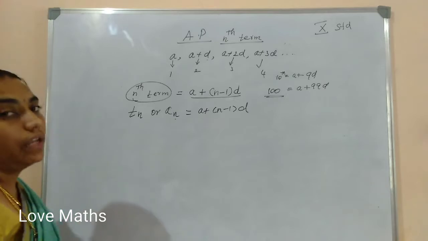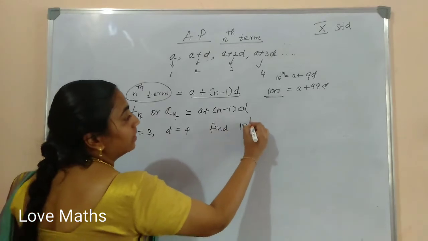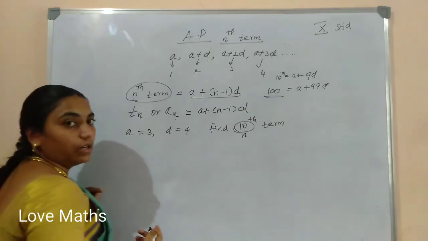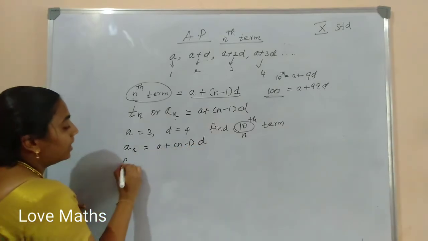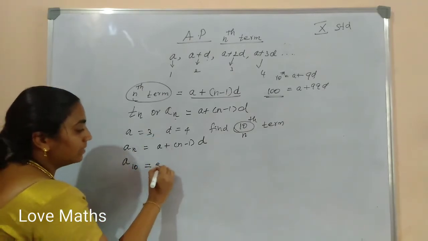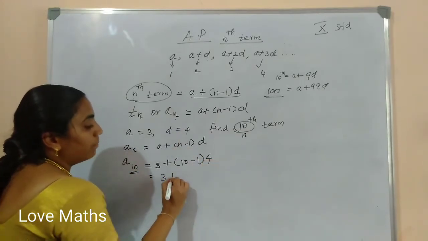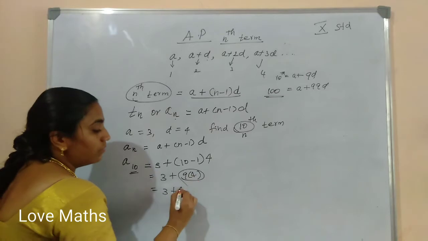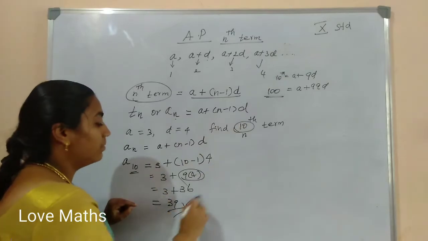In case they give a question: A value is 3, D value is 4. Find the 10th term. The 10th term means n, the number of terms, is 10. So you just apply the formula. An is equal to A plus n minus 1 into D. I need the 10th term. A10 is equal to A, which is 3, plus n minus 1, that is 10 minus 1, times D, which is 4. So 3 plus 9 into 4. First you do the multiplication, then only you can add. 9 fours are 36, so 39. The 10th term will be 39.